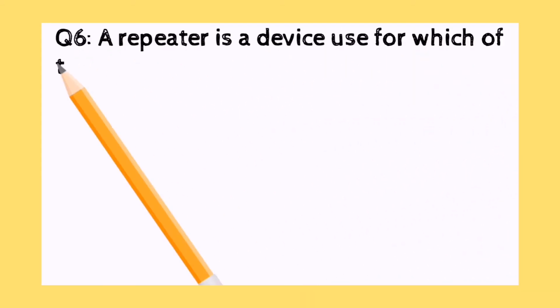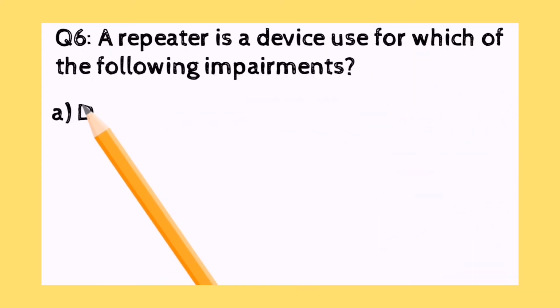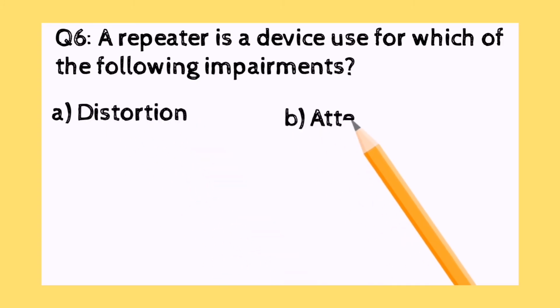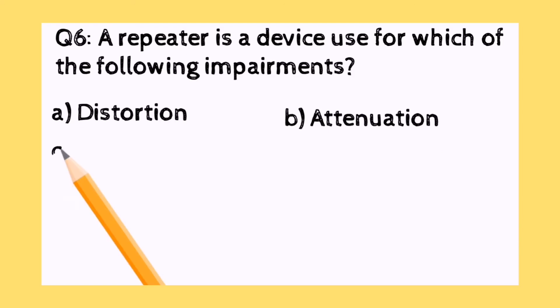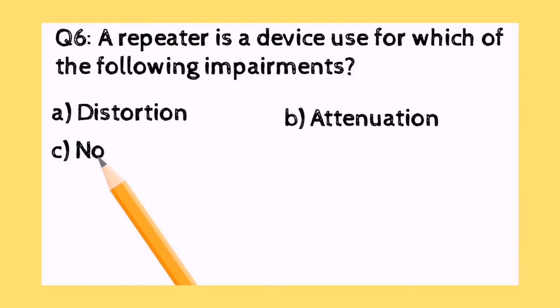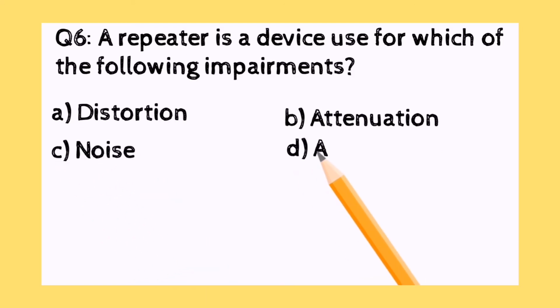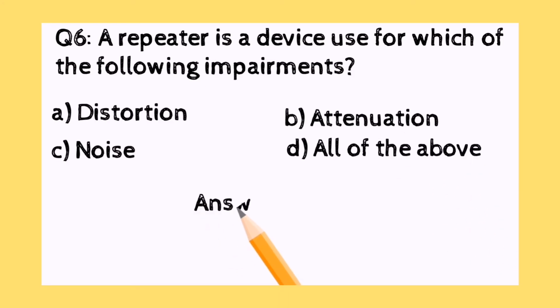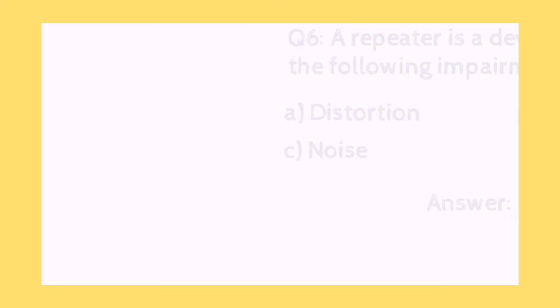Question number 6. A repeater is a device used for which of the following impairments? A. Distortion. B. Attenuation. C. Noise. And D. All of the above. So the correct answer to this question is option D, all of the above.